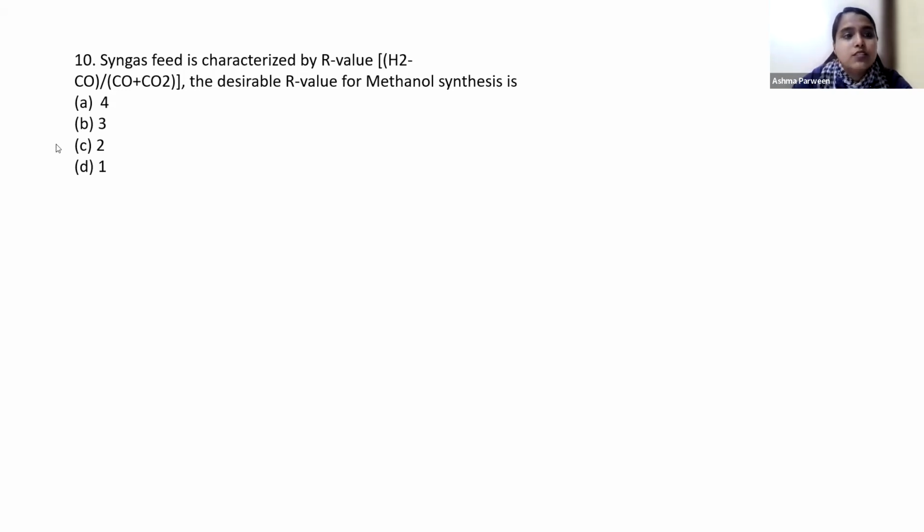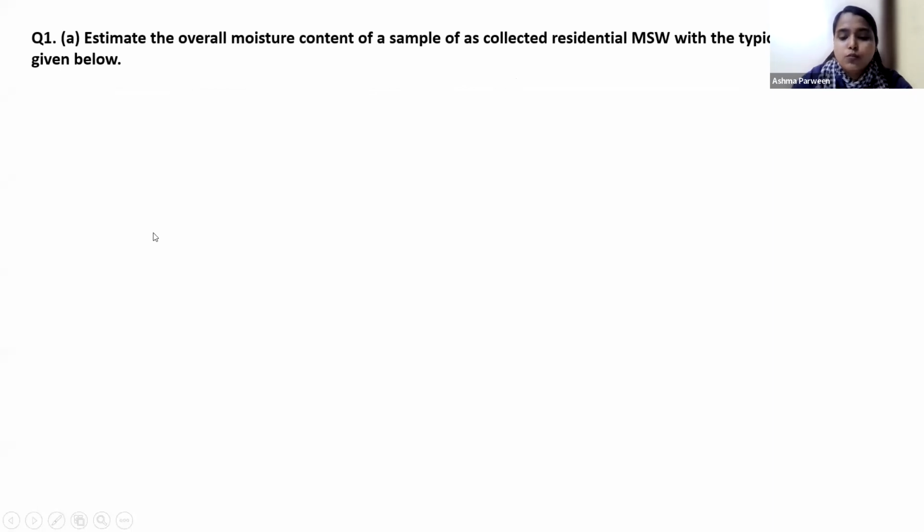So the correct answer is C, 2. The R value for methanol synthesis should be around 2. So since the numericals for pyrolysis and gasification are discussed in the next week 4 materials, we will try to solve the questions based on pyrolysis and gasification in the next discussion hour.